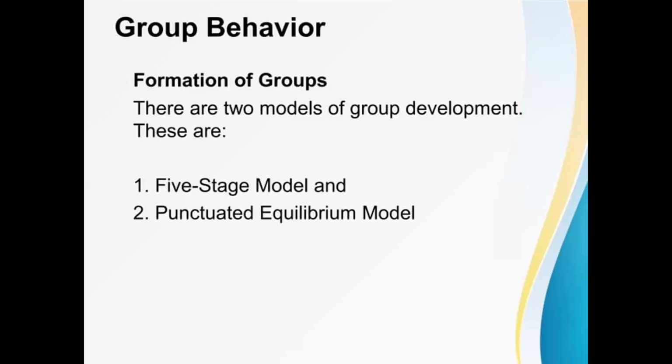Now, friends, let's talk about the stages of group development, that is, how groups are formed. Formation of groups has two different models in which a group develops. First is the five-stage model, and second is the punctuated equilibrium model.